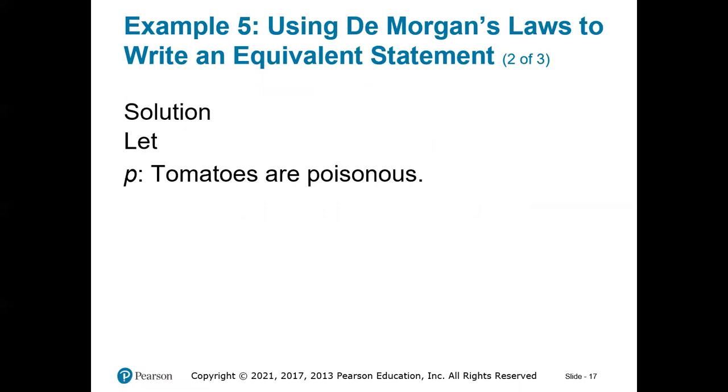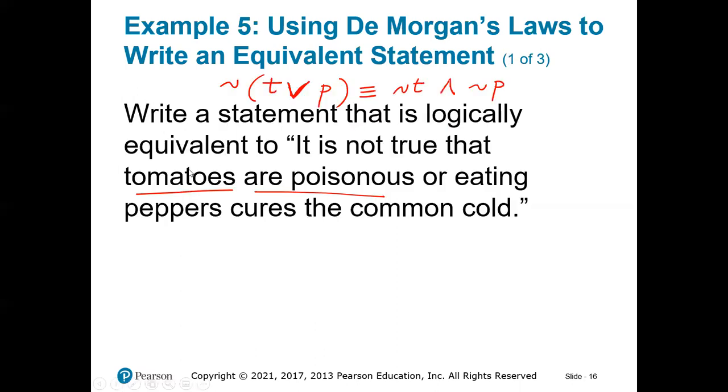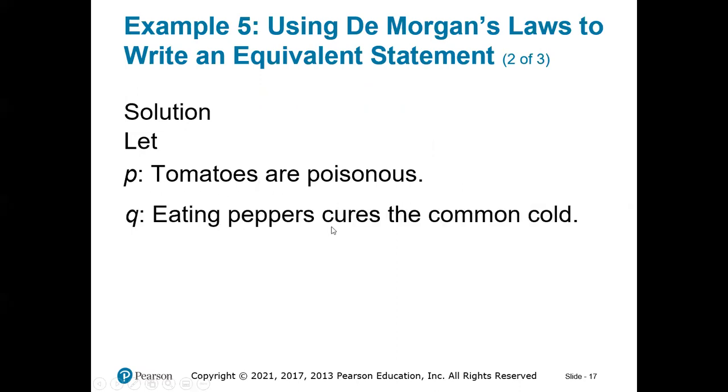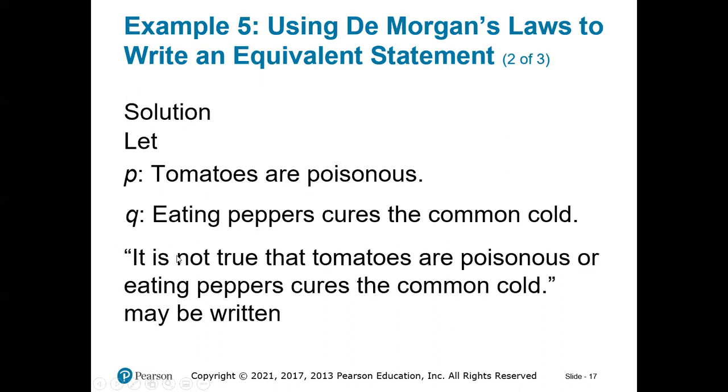Instead of T, they use P. I used T for tomatoes are poisonous. Here they use the letter P instead of the letter T. It's not a big deal, of course. Tomatoes are poisonous, they denote that by P. Eating peppers cures the common cold, they denote that by Q. So it is not true that tomatoes are poisonous and eating peppers cures the common cold may be written as the negation of P or Q.